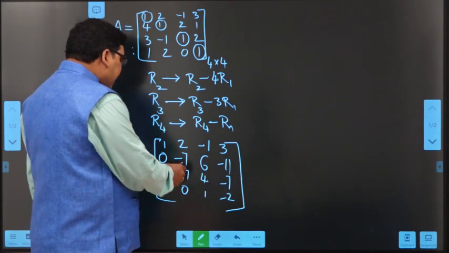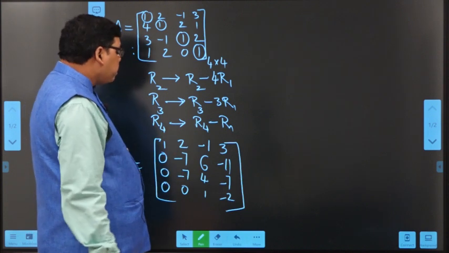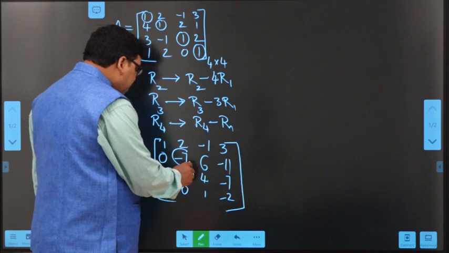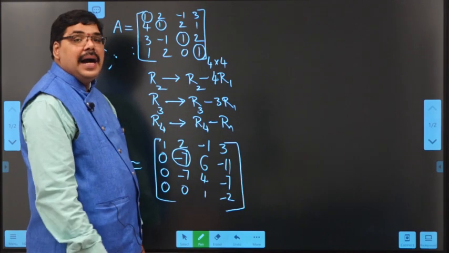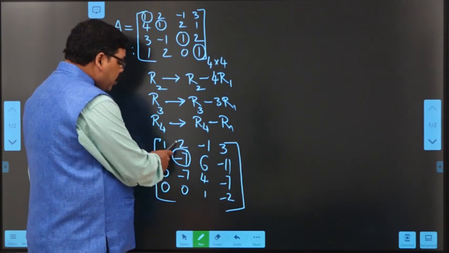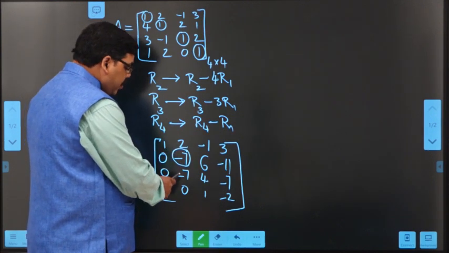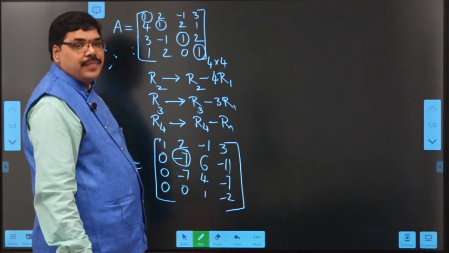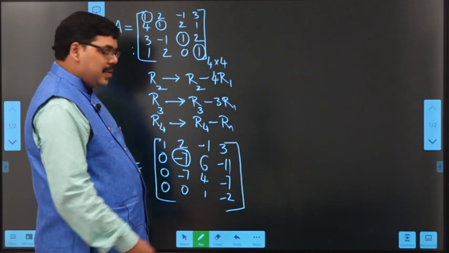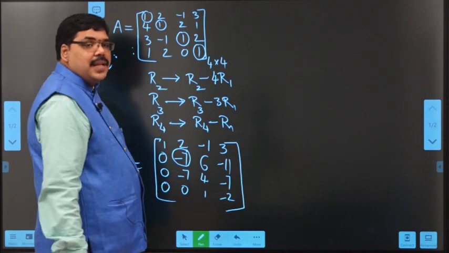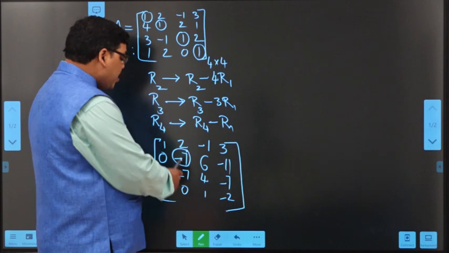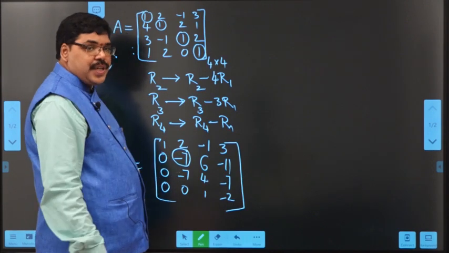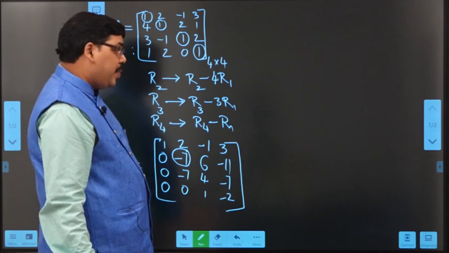See, the second diagonal element here is minus 7. So use this second diagonal element minus 7 and reduce 2 in the first row, minus 7 in the third row, and 0 in the fourth row into zeros. Here 0 is already there, happy. So reduce this 2 into 0, reduce this minus 7 into 0. So we need to apply two row operations.